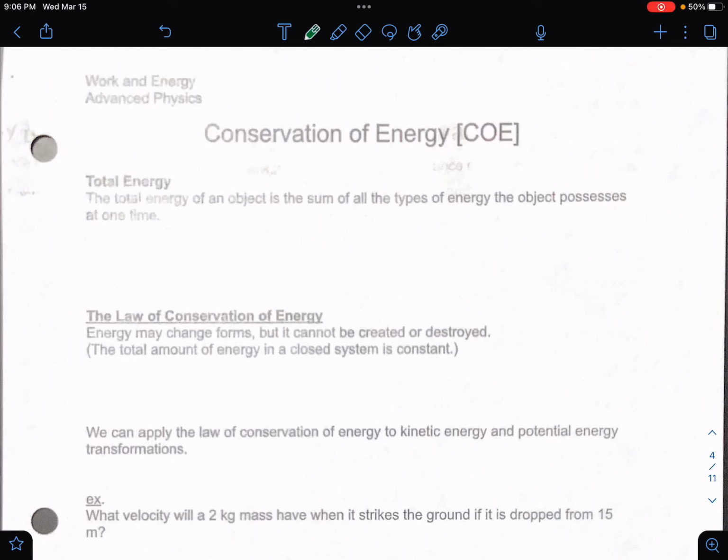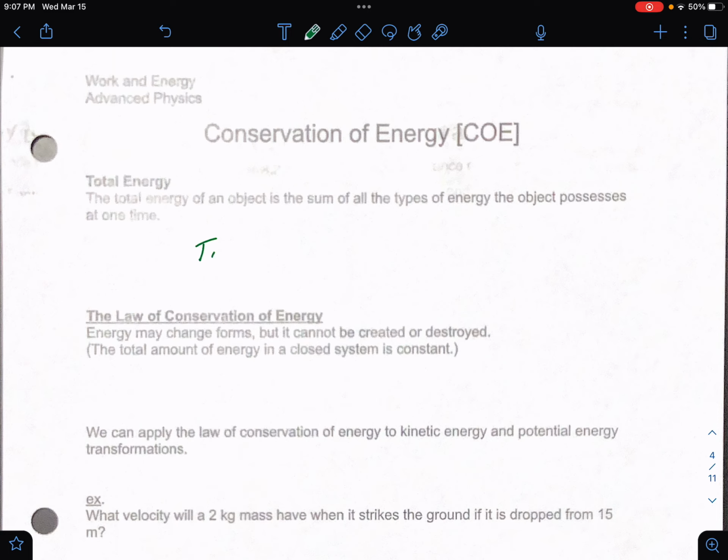All right, so this video is going to start on page 28, conservation of energy. We've been talking about potential energy and kinetic energy. Now we're going to talk about total energy and conservation of energy. The total energy of an object is the sum of all the types of energy that object possesses at one time.